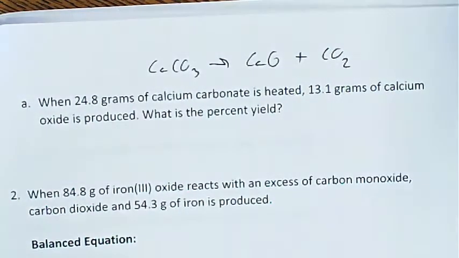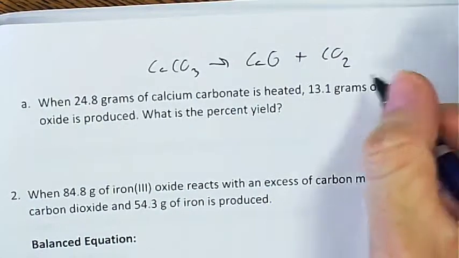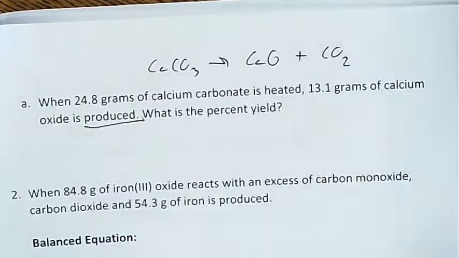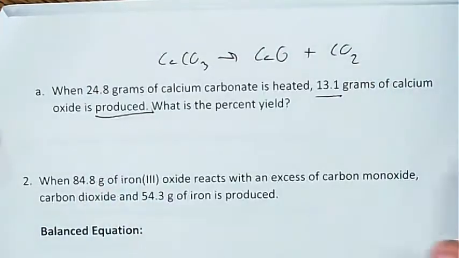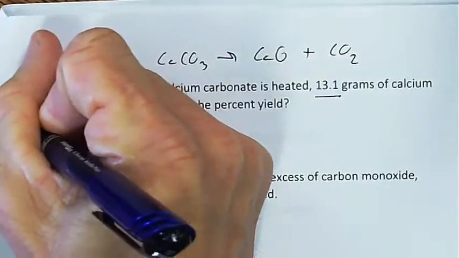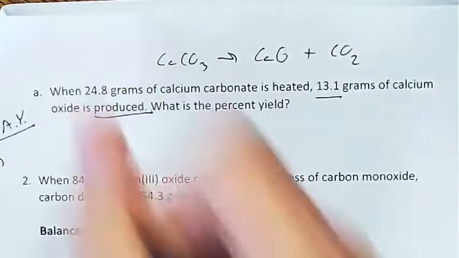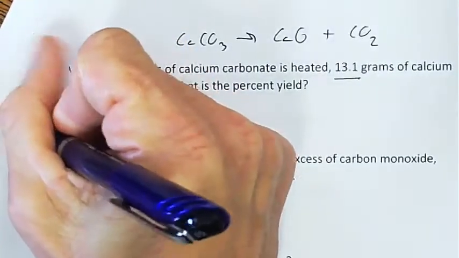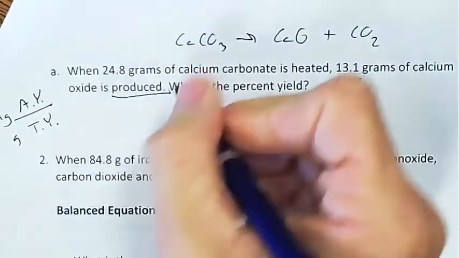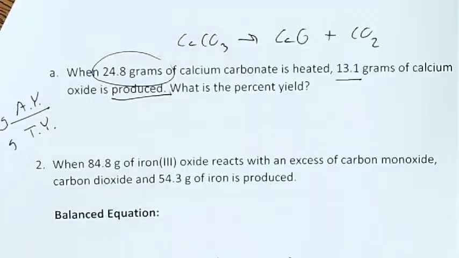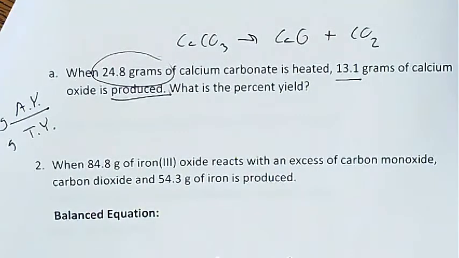So 24.8 grams of calcium carbonate is heated, and 13.1 grams of calcium oxide is produced. That means that number right there is our actual yield. So I'm going to put AY, that means actual yield, there is 13.1 grams. What you have to do is calculate theoretically how much you get. You're going to use the reactant that you start with, just do a normal stoichiometry problem to calculate how much you should get if every single one of those molecules broke apart and we got the maximum amount of product, and then you're going to divide it into that number.